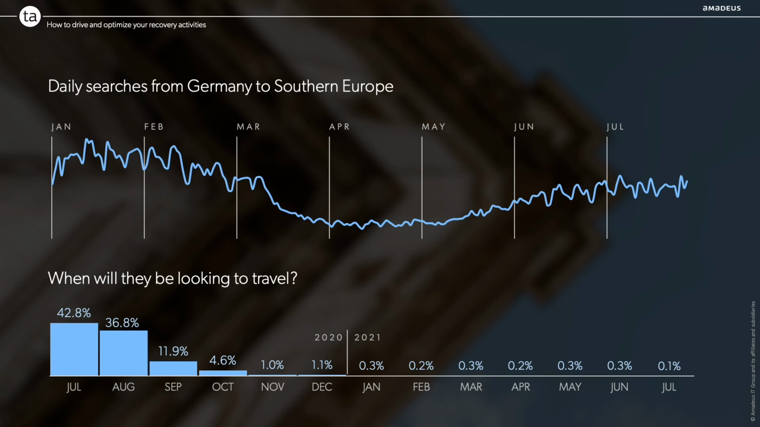On the bottom graph, we're looking at what travel months these visitors are considering, so which are the desired travel periods for those Germans that are searching for their travel this month. As we can see, most of them are willing to travel immediately, or July and August, and also some of them for September. Both of these insights are leading us to one conclusion, that now and today is the best time to launch our marketing activities in order to bring back the visitors even for this summer season.